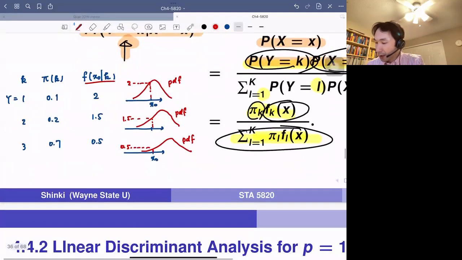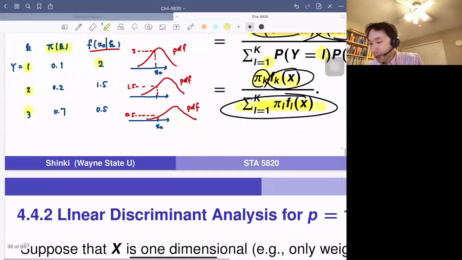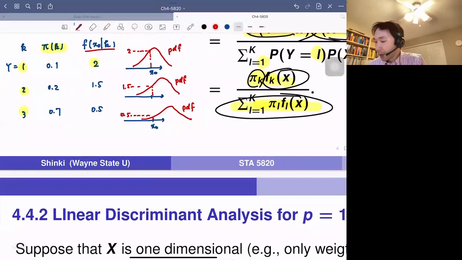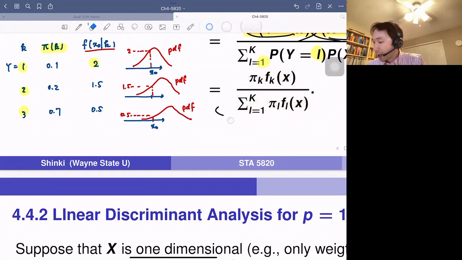So in this case, without information of prior probability, maybe y is equal to 1 is most likely. If we don't have any prior information about which class is more likely, then we just choose y is equal to 1. But this is the Bayes rule. So the prior probability affects it, and the final formula is this: pi k f k over the summation of pi l f l. So that is the way to calculate it.